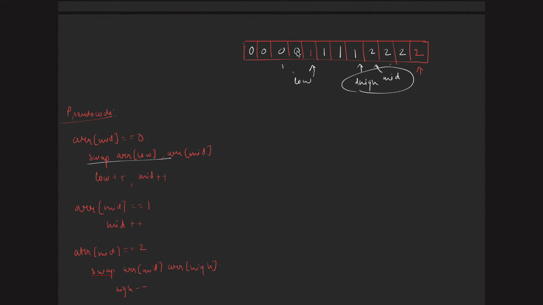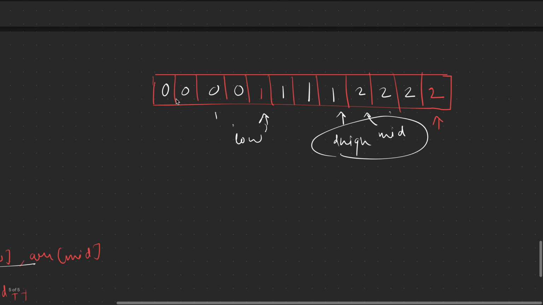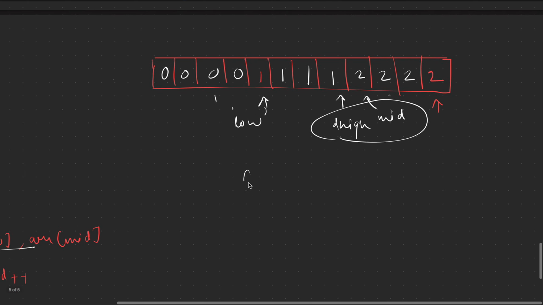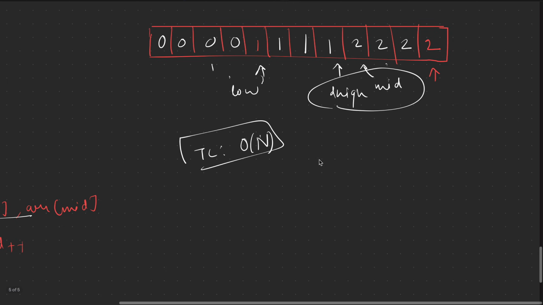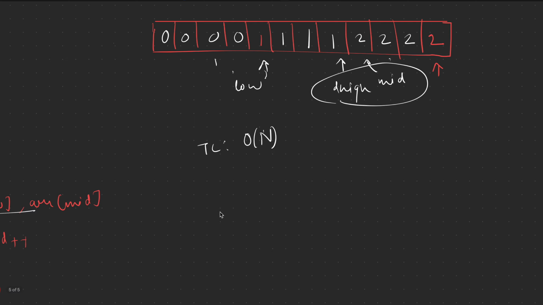So as you can see in the example, how does this look like? All the 0s are followed by 1s and then 2s. So our array is sorted in order of n time complexity. So why is the time complexity order of n? Let's look at it.